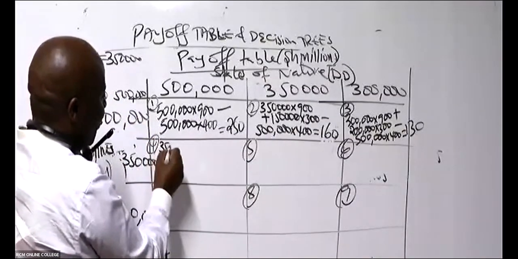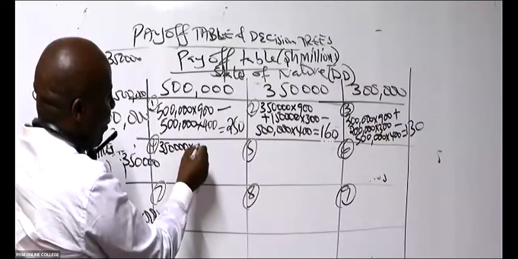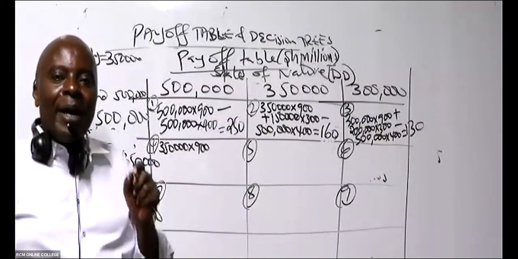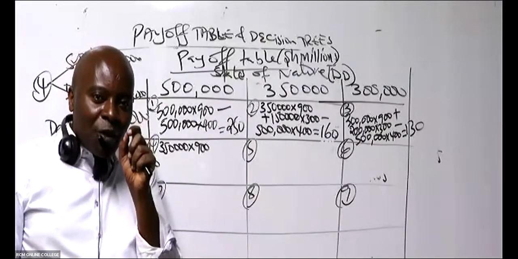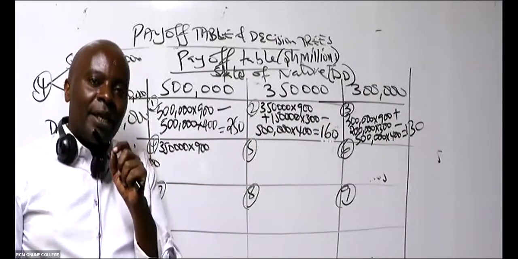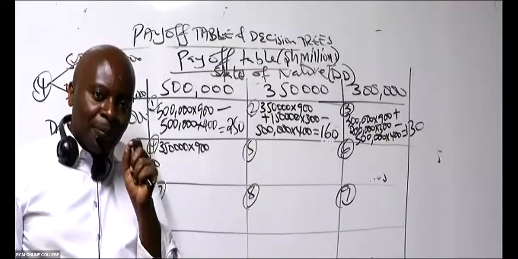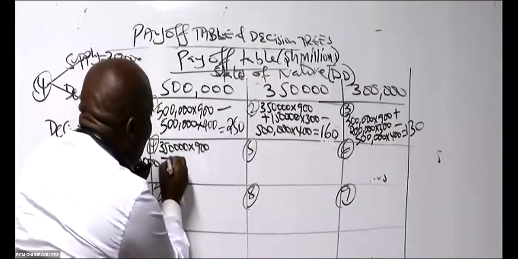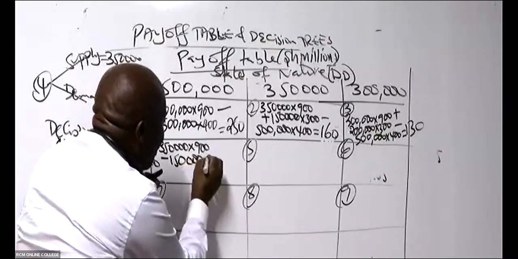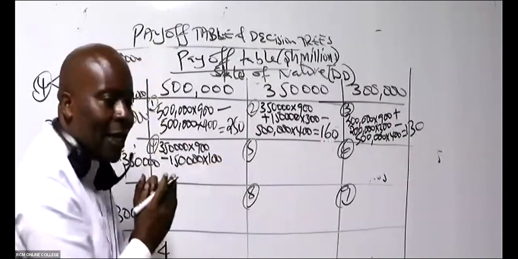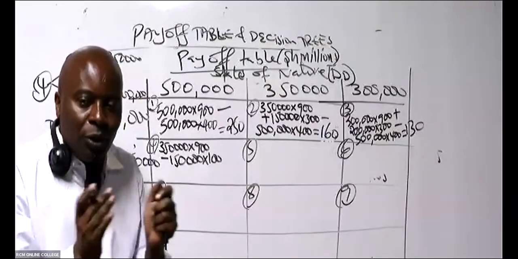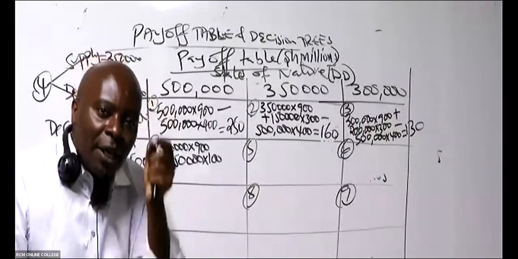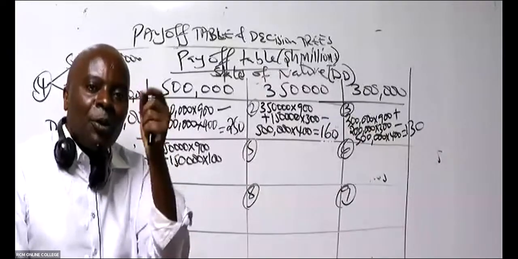So 350,000. Here now I'm going to fetch how much here? 900. Am I going to disappoint any customer here? Yes. How many customers am I disappointing? 150,000. Did you read somewhere that for every customer you disappoint, our company loses 100 bob? Lost goodwill. For every customer we disappoint, there is an opportunity lost. There is an opportunity cost.